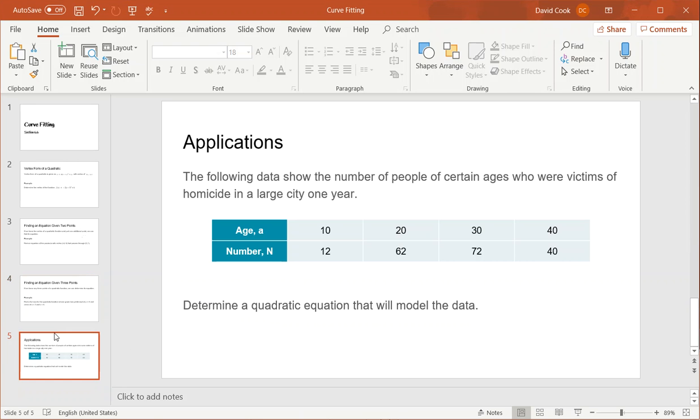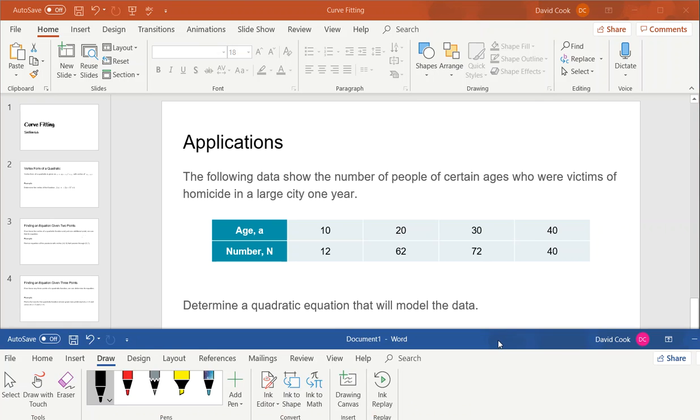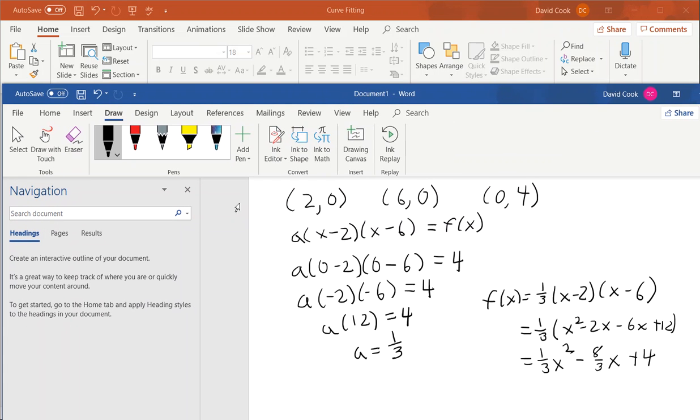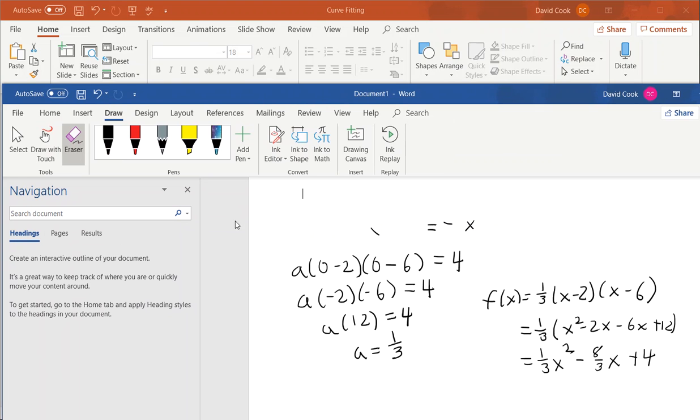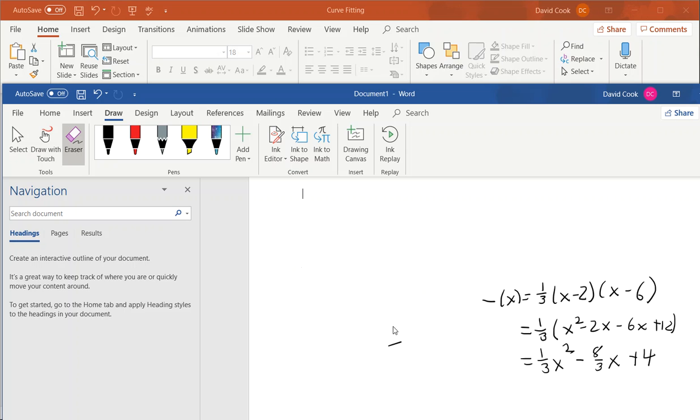So here's an application problem. The following data show the number of people of certain ages who were victims of homicide in a large city in 1 year. So they give us ages and they give us the number. Determine the quadratic equation that will model this data. This is a great problem, and I'm going to solve this exactly the same way as my previous problem. But the difference is that now I'm not given nice friendly points like the x-intercept or the y-intercept, but it doesn't matter. I can still work it exactly the same way.